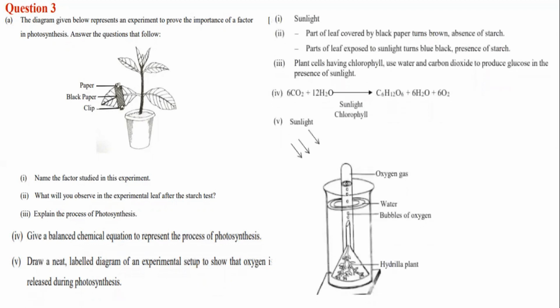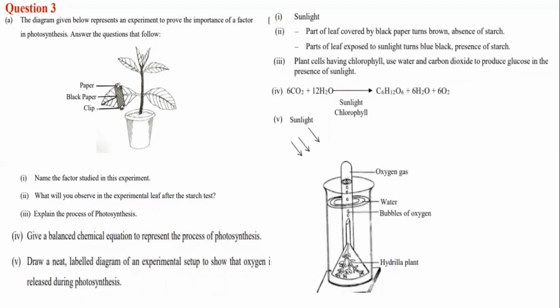Okay, so this is the answer key where the first factor being studied is sunlight. What will you observe in the experimental leaf after the starch test? The part which is covered is devoid of sunlight, because the black paper is not letting sunlight through. So there will be no starch produced, whereas the exposed part will produce starch. Wherever there is absence of starch, there will be no color change. If there is presence of starch, there will be color change to blue-black. This blue-black color is very important. Don't write yellow or other colors.